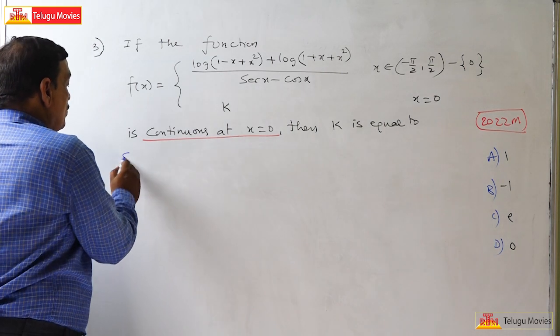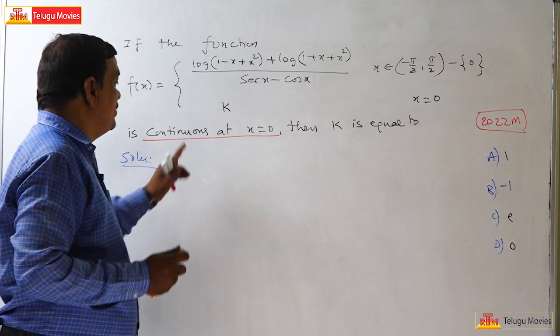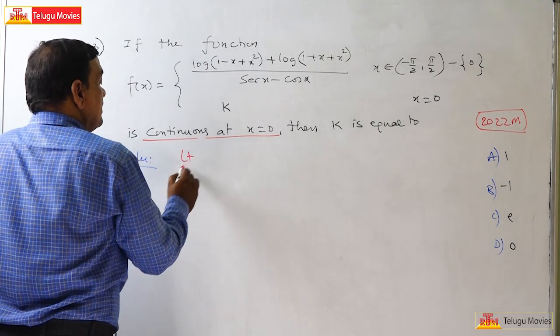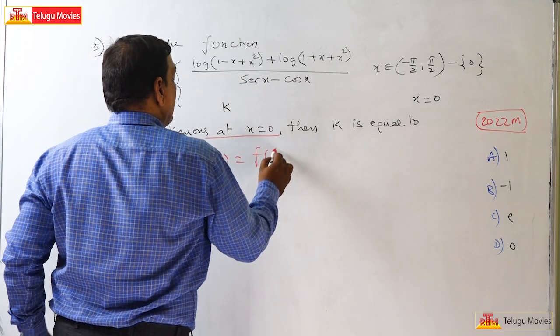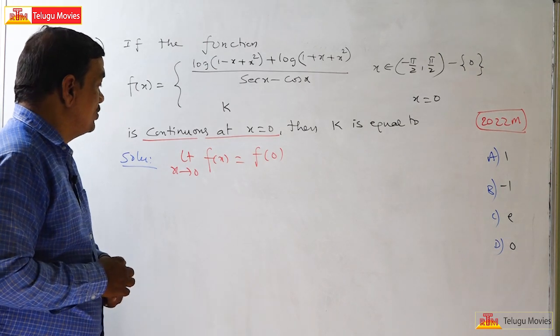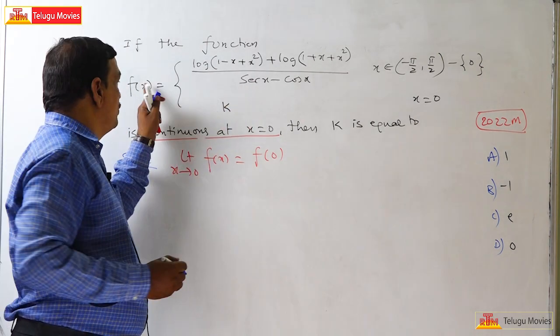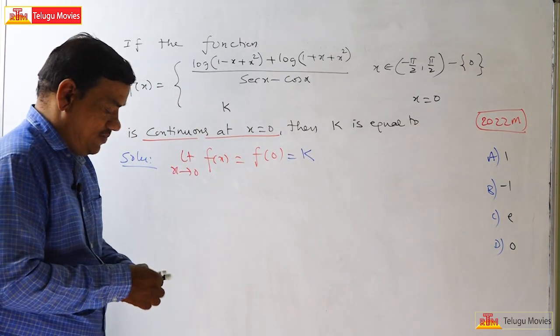Let us take the solution. Here it is given that it is continuous at x is equal to 0. That means limit x tends to 0 of f of x is equal to f of 0. At x is equal to 0, f of 0 value is equal to k. Okay, now.